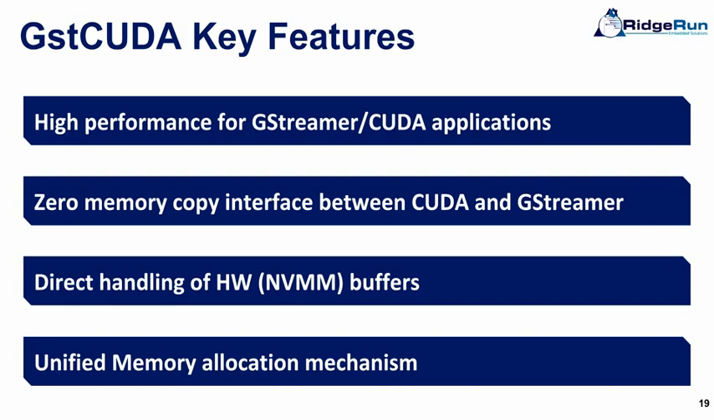Also, for other types of pipeline configurations, GstCUDA offers a unified memory allocator mechanism, which consists, for example, in the previous elements in the pipeline writing the data into those unified memory allocated buffers, and then that data can be accessed by both the GPU and the CPU without an explicit memory copy. That way, handling the memory provides high-performance GStreamer and CUDA applications by ensuring a zero memory copy interface between CUDA and GStreamer.